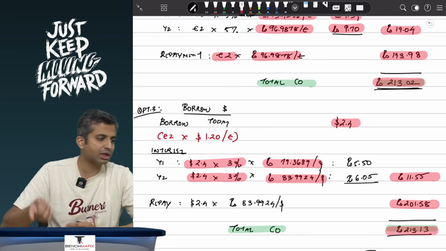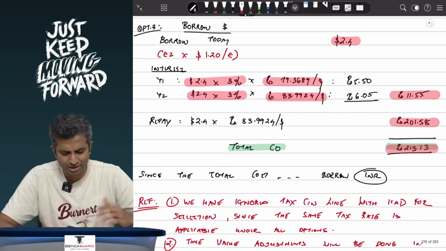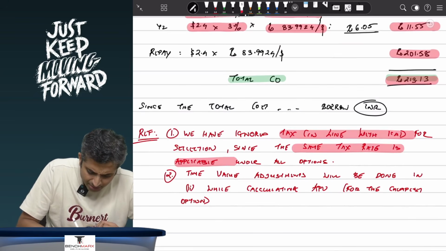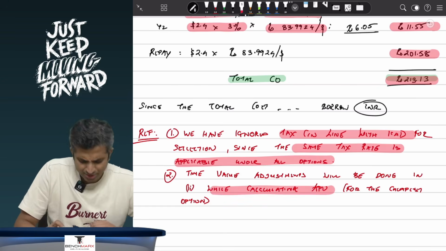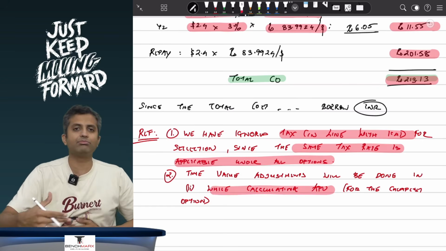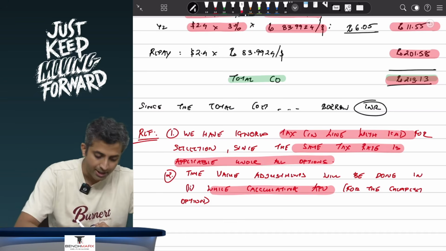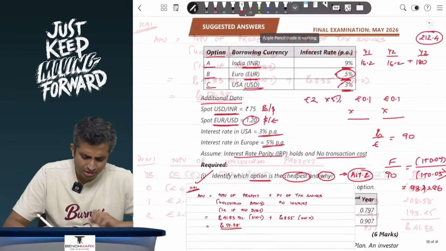Though if you consider the tax also, consider the present value and do the working, your answers will be the same. So we have mentioned that we have ignored the tax in line with ICAI for selection, since the same tax rate is applicable under all options. Again, time value adjustments will be done in sub point 2 while calculating the adjusted present value for the cheapest option. It is not considered over here because the same rupee discount factor ultimately will have to be taken. Okay, so this is sub point 1.